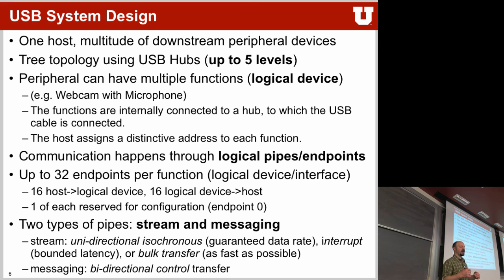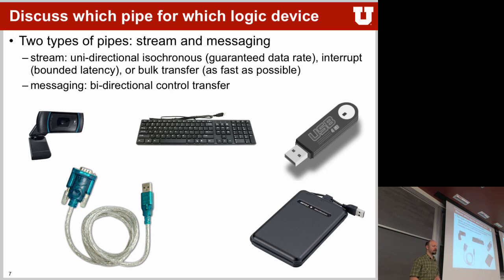Okay, so let me recap this again. You have a hierarchy of tree in the physical sense where you can have up to 5 levels. You then have logical devices connected to your USB ports. These can have different functions inside the logical devices. Each function has up to 32 pipes, and the pipe can have 2 different types, streaming or messaging. Okay, so let's go through this and see what we find for these different devices here.